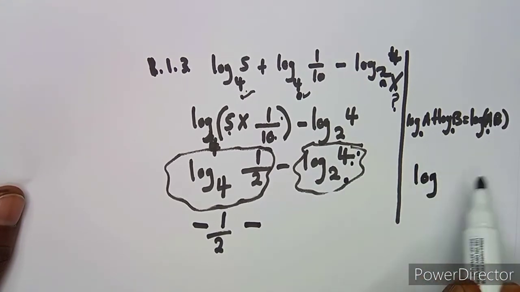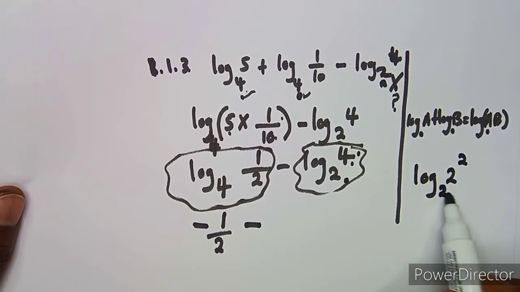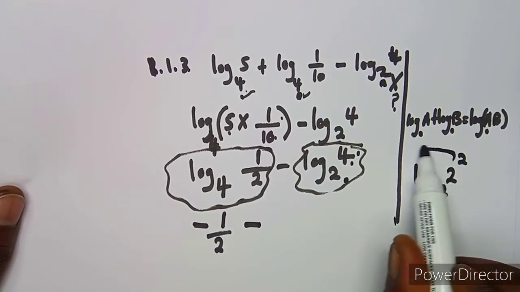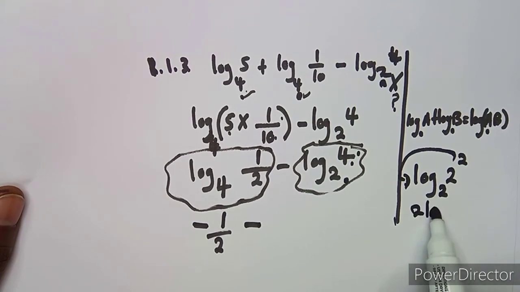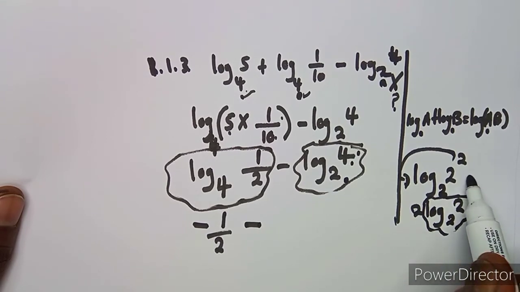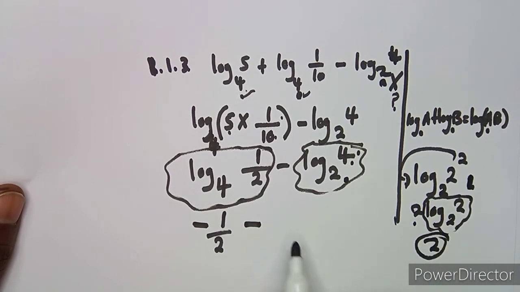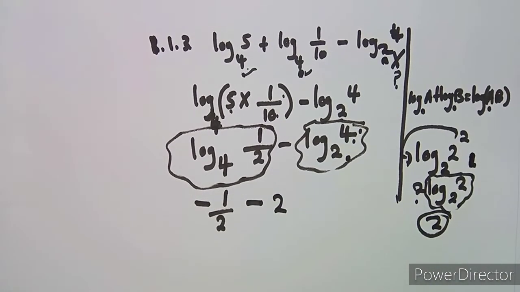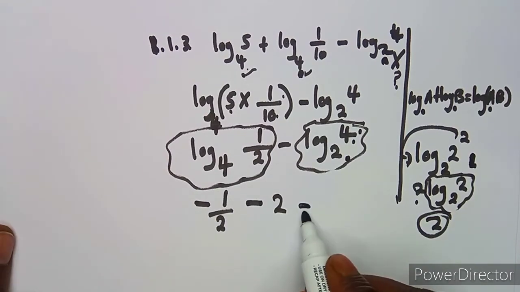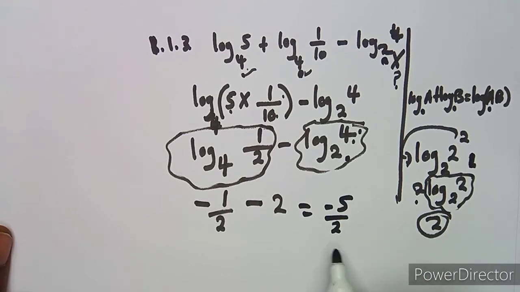This one can be written as 2 to the exponent of 2 in base 2. So this one is direct, we can just drop the exponent here, which is 2 log 2 base 2. But remember, log 2 base 2 is 1. So it's 1 times 2, which is 2. So it's going to be negative 2 like that. So we are going to have negative half minus 2, which is negative 5 over 2 as a fraction. So this is what you're going to have at the end.